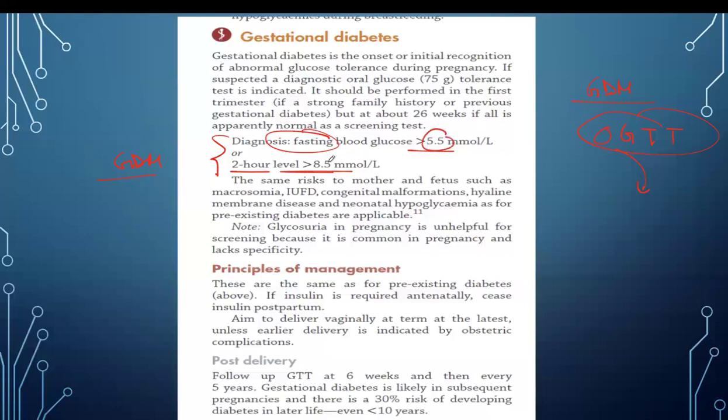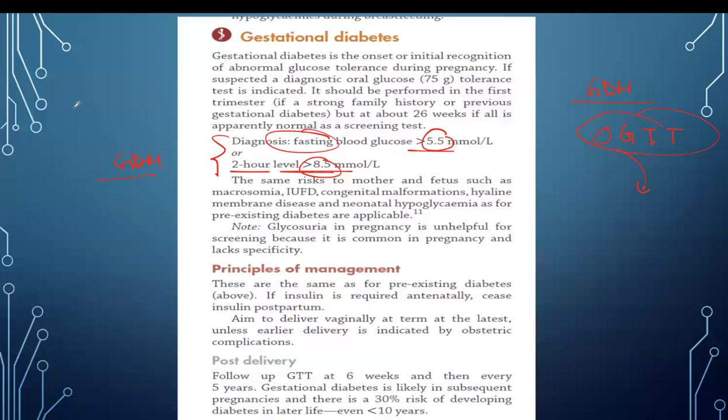You should remember these values because most of the time, they give you the test result but not the normal value, so these are the ones we are supposed to know already. We don't need the normal value because this is something commonly used in day-to-day practice. So just try to remember that fasting blood glucose is 5.5 or more, and 2 hour is 8.5 or more. Okay. So what is the management for GDM?